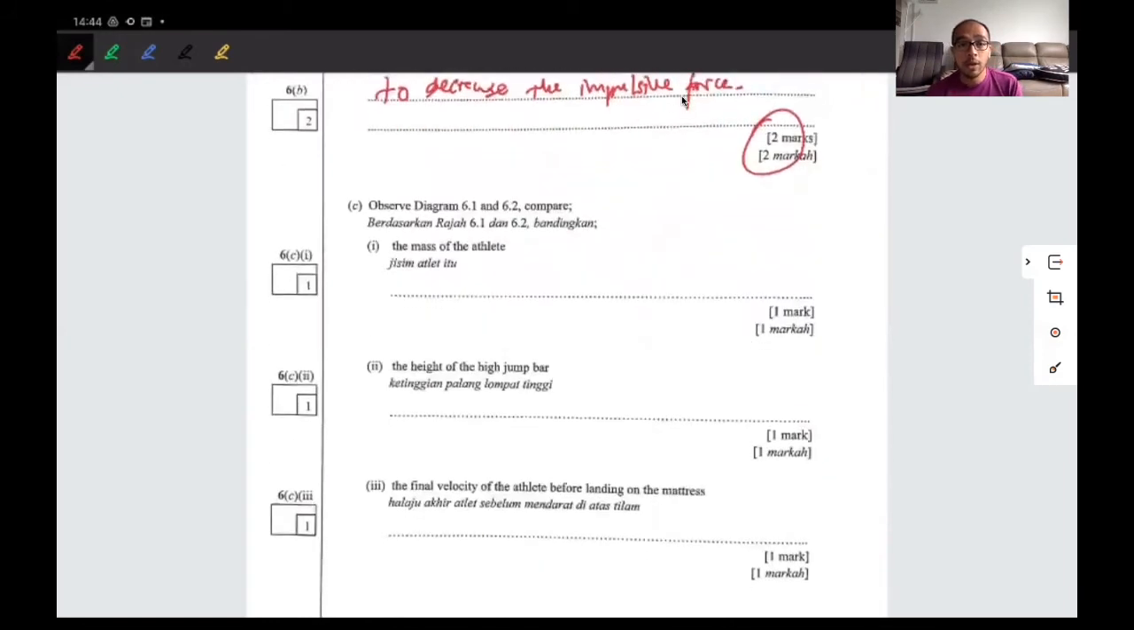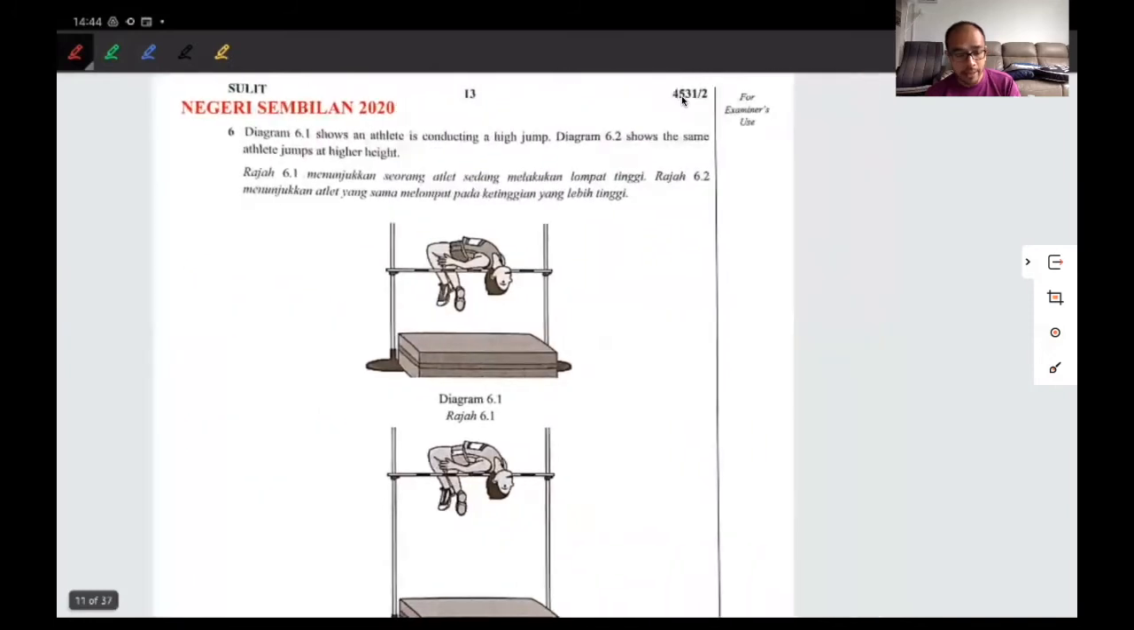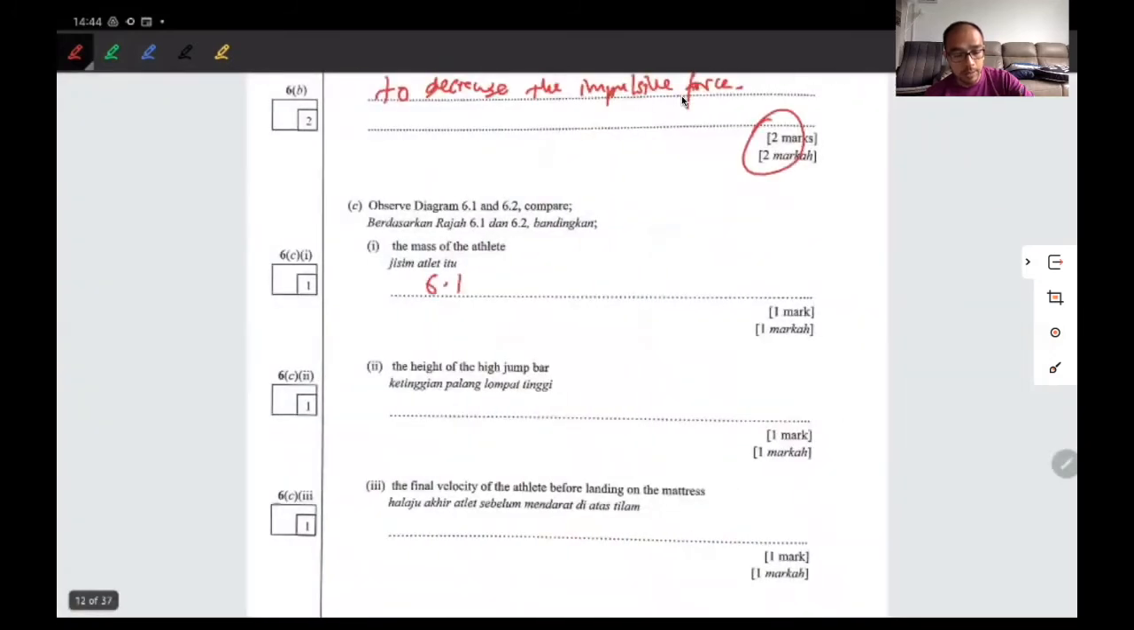Now, observe 6.1 and 6.2, compare the mass of the athlete. Since it is the same athlete, so 6.1 and 6.2 must be the same. I've said this in all the past 3 videos for physics, and I'm going to say it again. 6.1 equals to 6.2, if you give this kind of answer, it is not correct. Make sure you write full sentence. I'm just giving you the lazy answer for now because we're just revising.